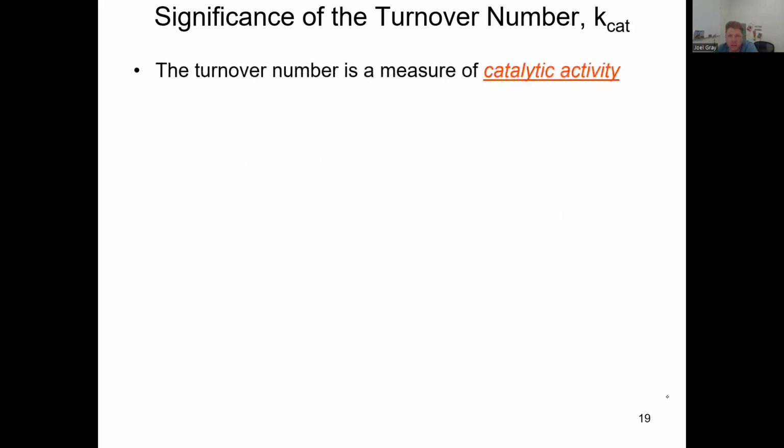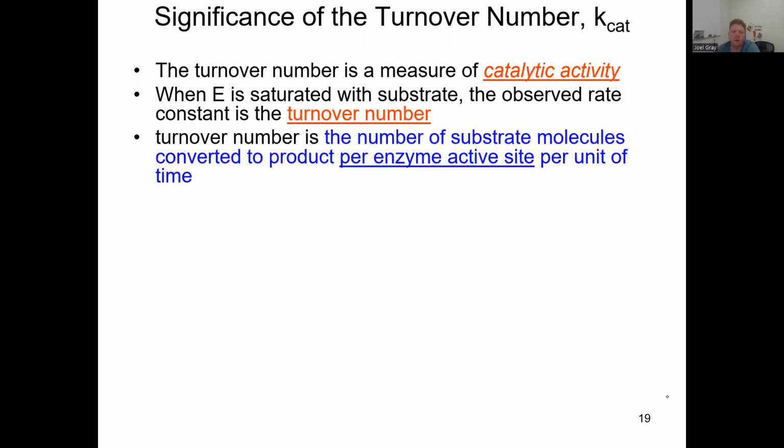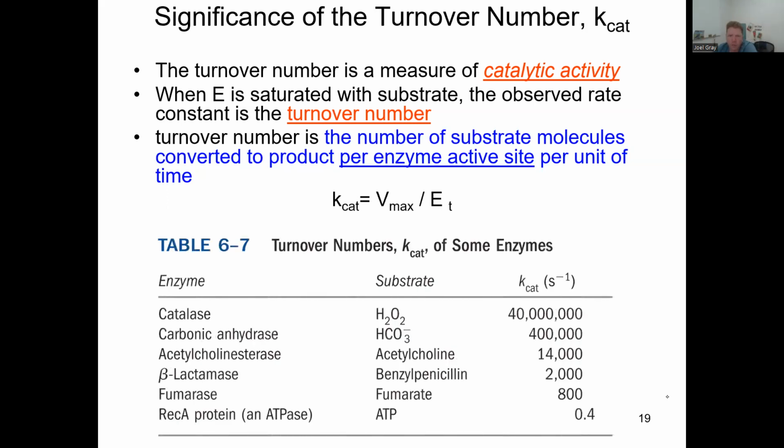Now, the significance of this turnover number is a measure of catalytic activity. When your enzyme is saturated with the substrate, the observed turnover, or the observed rate constant, is the turnover number. The turnover number is the number of substrate molecules converted to product per enzyme active site per unit of time. And what's important to think about here is there are enzymes similar to a protein like hemoglobin. Hemoglobin has 4 O2 binding sites. There are enzymes that have 4 active sites or 6 active sites, so they can bind 6 copies of the substrate and convert it to a product. And we use kcat as a way of reconciling that. So kcat is your maximum velocity divided by your enzyme concentration at a given time.